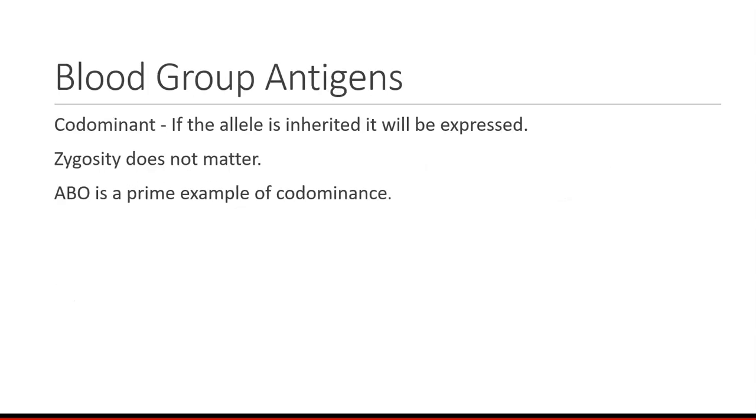Blood group antigens are codominant. If the allele is inherited, it will be expressed. Zygosity does not matter. The ABO blood group system is a prime example of codominance. If you inherit an A from one parent and a B from another parent, they will both be expressed.